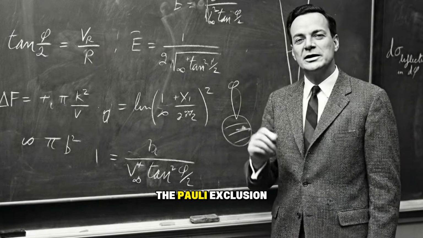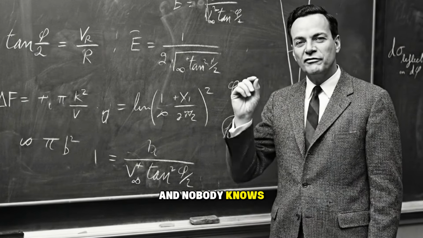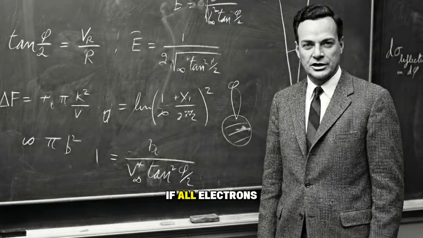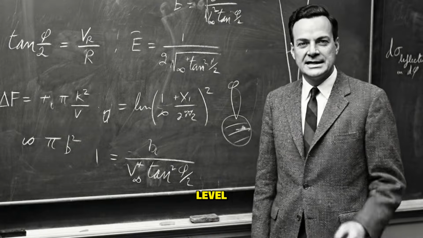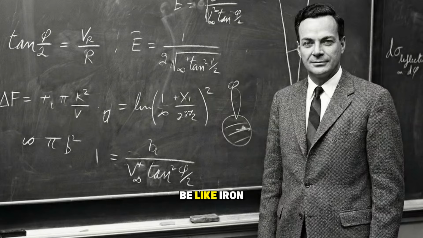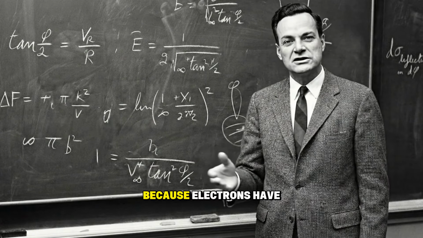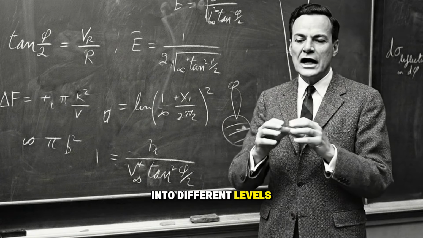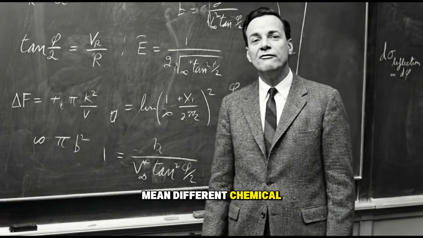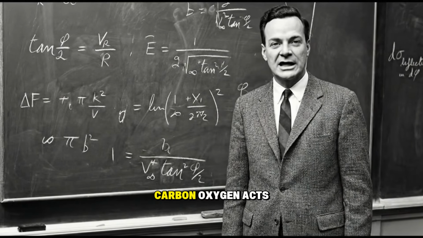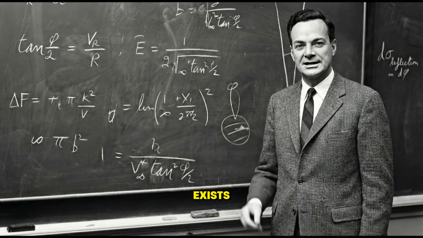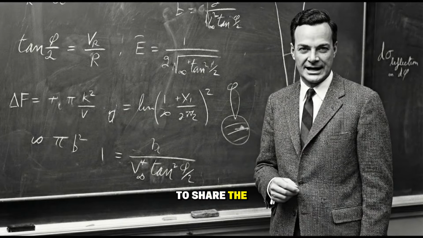This is called the Pauli exclusion principle, and nobody knows why it's true. It just is. But without it, chemistry wouldn't exist. If all electrons could pile into the lowest level, every atom would behave the same way. Carbon would be like oxygen, would be like iron. No variety. But because electrons have to spread out into different levels, different atoms have different arrangements. Different arrangements mean different chemical behaviors. Carbon acts like carbon. Oxygen acts like oxygen, the periodic table. All of chemistry exists because electrons refuse to share the same state.